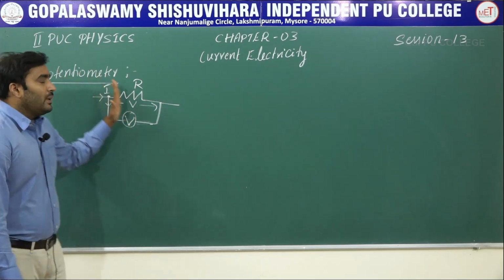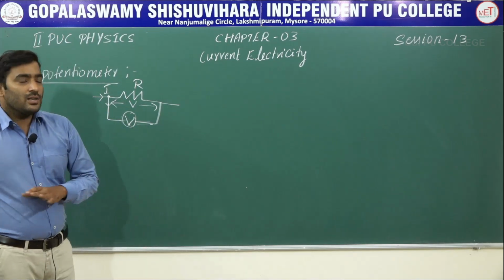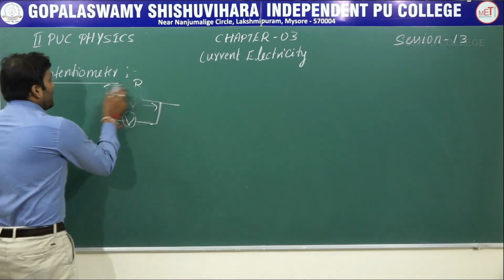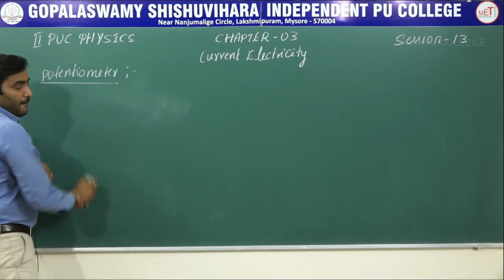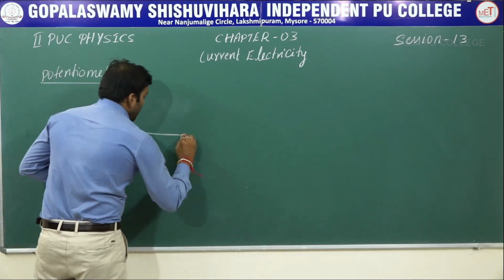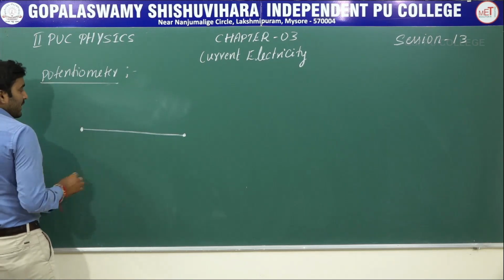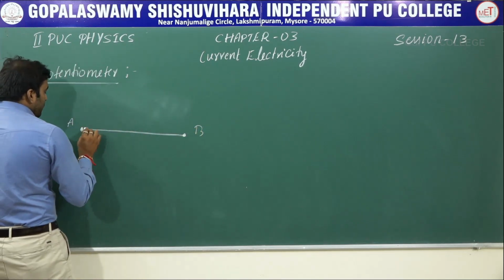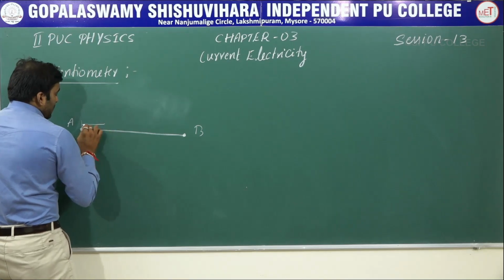But using a potentiometer, we can measure the potential difference in a circuit very accurately, because it uses a null deflection method. So now let us learn about the potentiometer. A potentiometer consists of a wire of uniform thickness. The length of the wire varies from 1 meter to 10 meter, which is clamped between two ends, and it is provided with a scale.